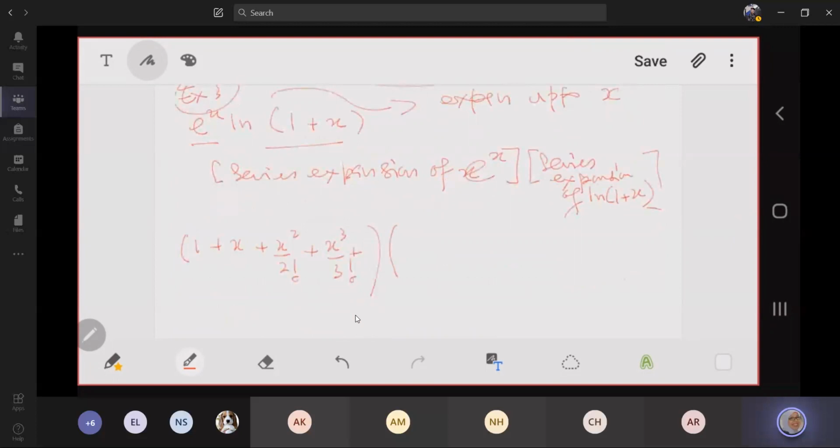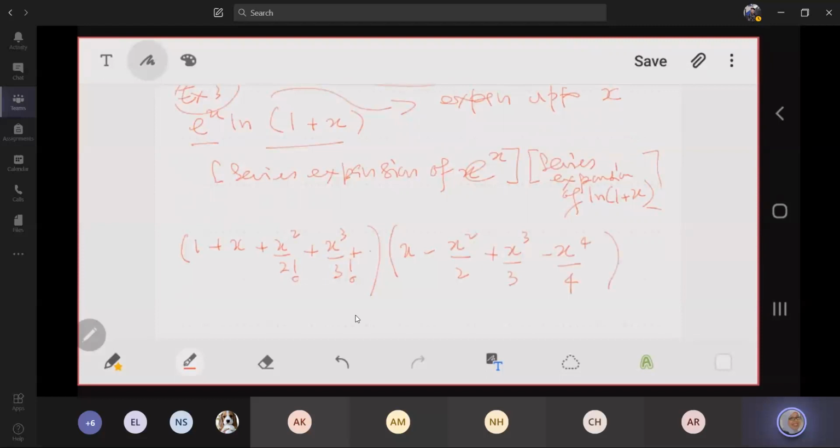And then the series expansion for ln is x minus x squared on 2 plus x cubed on 3 minus x to the 4 on 4.